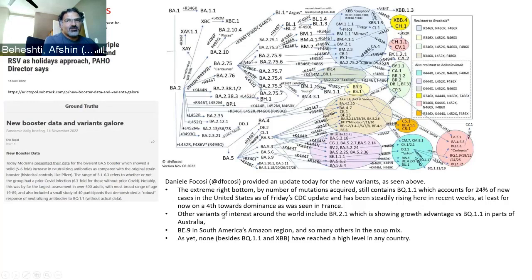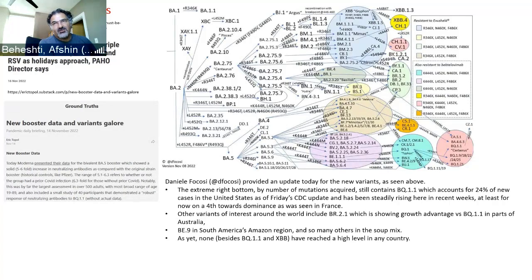But also, there's a bunch of new variants that popped up. This is a little complicated. It was originally created by Daniel Focosi, and it's a nice little diagram of the complexity of Omicron and how many variants have popped up. We're right here in this lower right panel, BQ.1.1 is here. And as you can see, there's already a plethora of new variants that have popped up from BQ.1.1. So that's concerning to see.